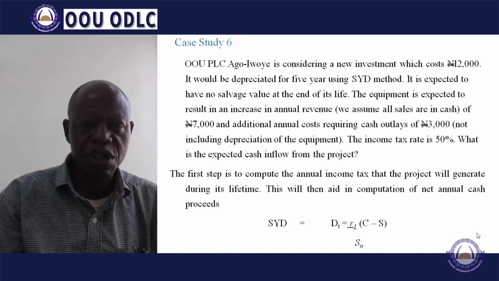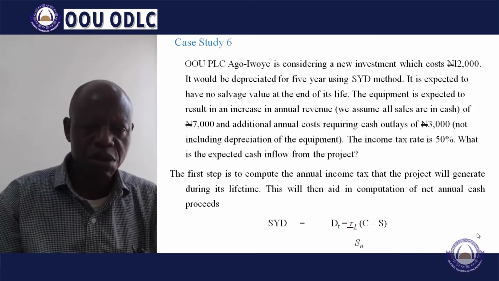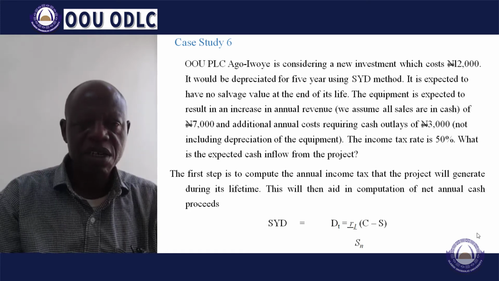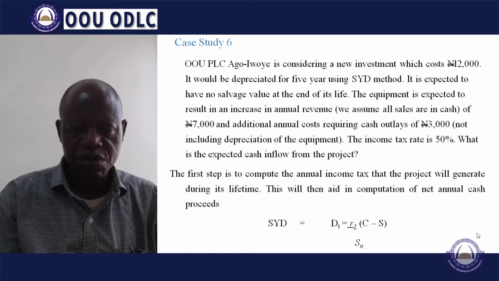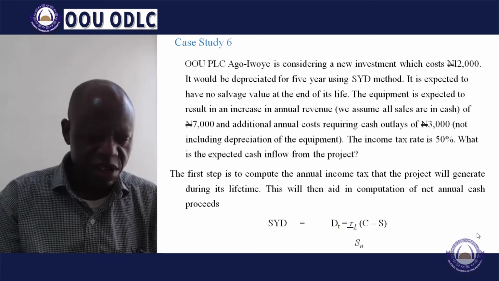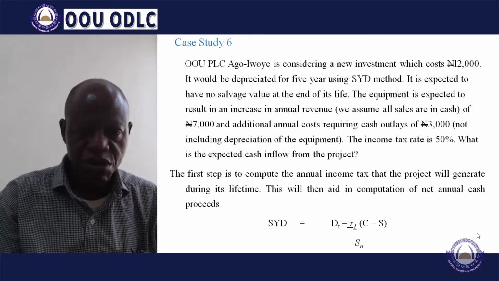This could be millions or billions, but let us use this very simple example for your understanding. Not including the disposal of the equipment. The income tax is 50%. What is the expected cash inflow at the end of the day? You see that very simple example.